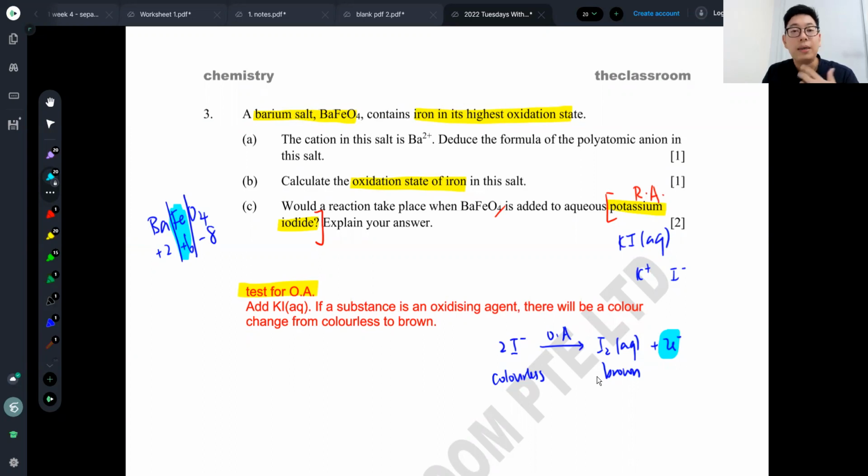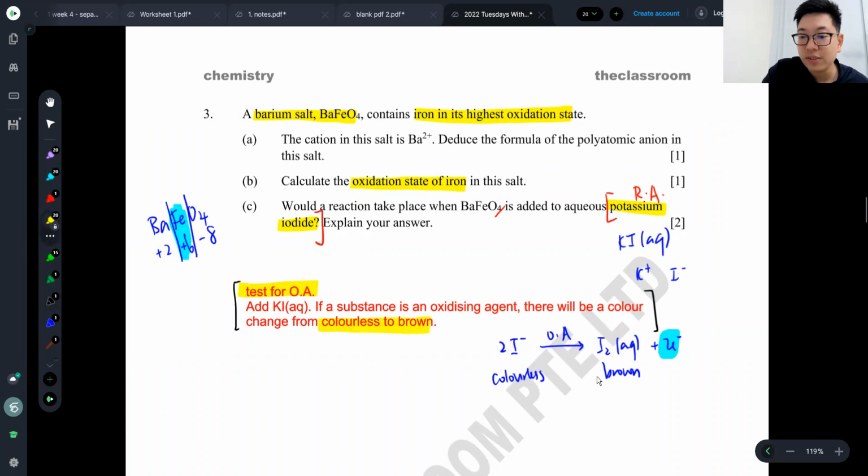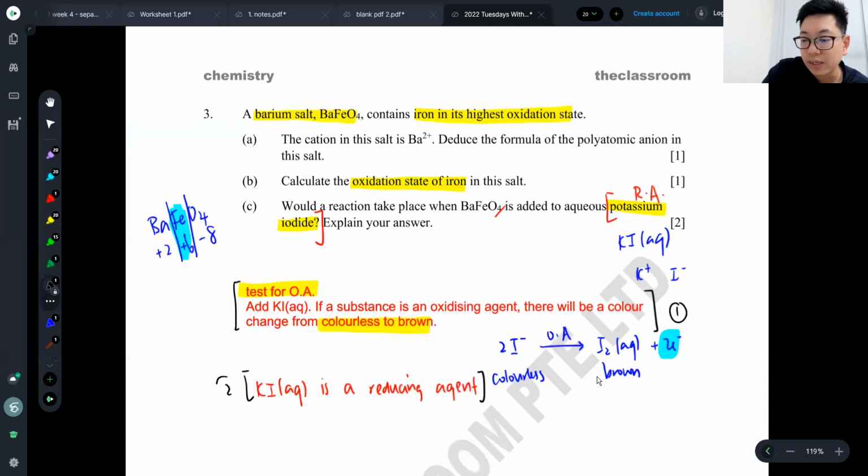Okay? So the key idea here is this. To test for an oxidizing agent, you add KI. If an oxidizing agent is present, there is a color change from colorless to brown. That's the first thing you must know. The second thing you must know is that KI is a reducing agent. We use reducing agents to test for the presence of oxidizing agents. I hope you understand this. If you have a question, please put it in the Zoom chat box. Anyone any questions?